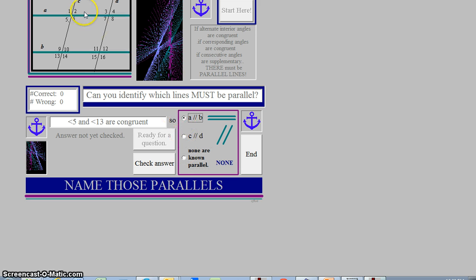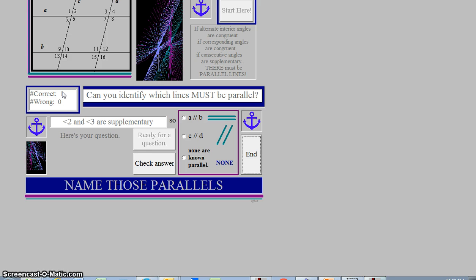In this case, for angle 5 and 13 to be congruent, line A and line B have to be parallel. So this is the choice I'm making. And then I'll check my answer. I got the answer right. And over here in this box, the software is keeping track of my score. You're going to continue to play by hitting ready for a question and answering questions until you have 10 correct. Now it doesn't matter how many you have wrong. You're simply playing until the number of correct says 10.